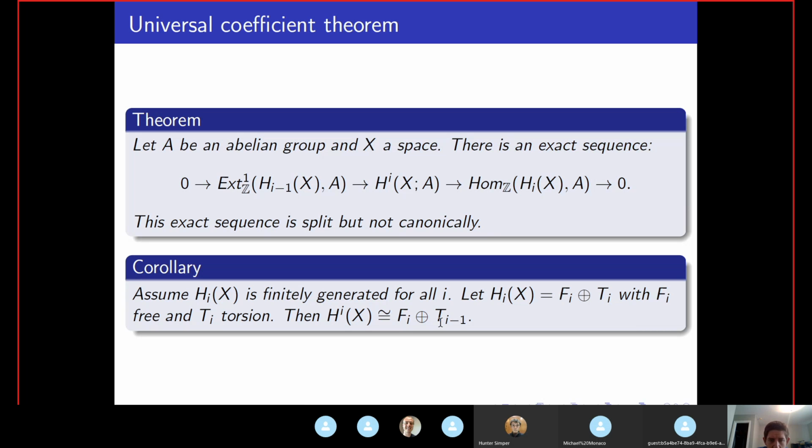If anyone wants to tell me I shifted the torsion part in the wrong direction, I would believe you. I think it's the right direction. I don't know. Yeah.